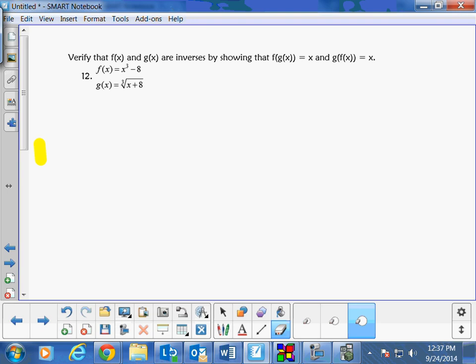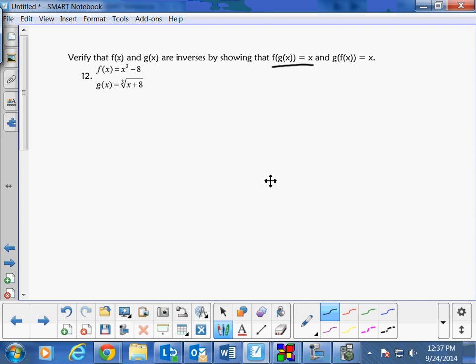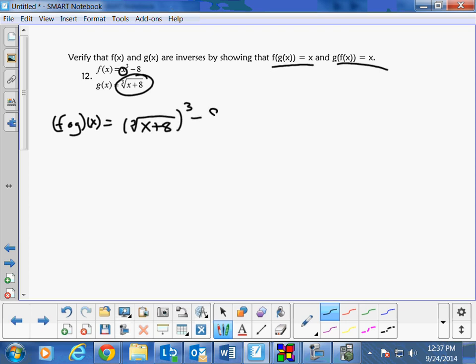Now, let's go ahead. Remember, the idea here is this. The inverses are going to prove this idea that you're going to get x there and x there. So let's do the first one, which means I'm going to take this and substitute right in there. The f of g of x. So let me do the parentheses, cube root of x plus 8, cubed, minus 8.